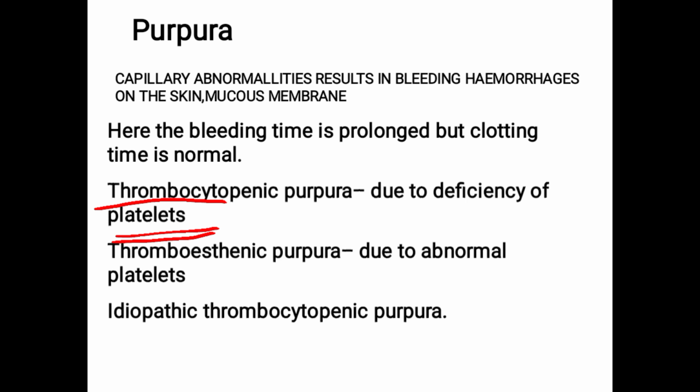Thrombocytopenic purpura due to deficiency of platelets, thrombasthenic purpura due to presence of abnormal platelets, and idiopathic thrombocytopenic purpura. Here there is a normal count of platelets with normal functioning of the platelets, but against these the antibodies are developed from an unknown cause that will fight against the platelets and decrease the functioning capacity of platelets, so that will also lead to purpura. So that completes the coagulation. Okay.